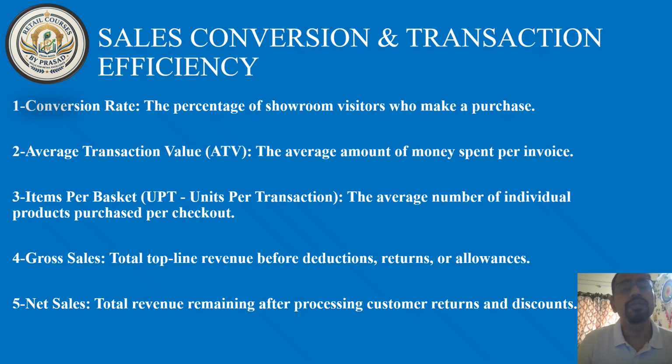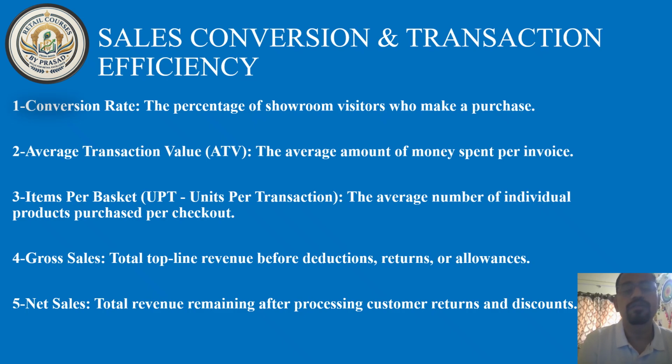So the first one is the conversion rate, the percentage of showroom visitors who make a purchase. Very simple. एक स्टोर में कितने बंदे आए और उन्होंने कितना बिलिंग किया, so that is called conversion rate. Average transaction value, the average amount of money spent per invoice. So what is your bucket size? Meaning one person came and made total purchases of 5,000 rupees, so the ticket size is 5,000 rupees. So you have to decide what the ticket size should be, what the bucket size should be, what the ATV should be for your store, correct?